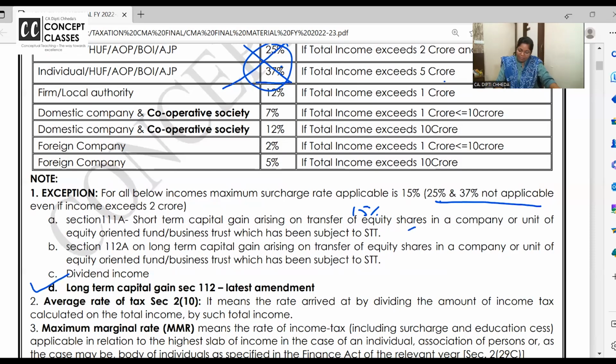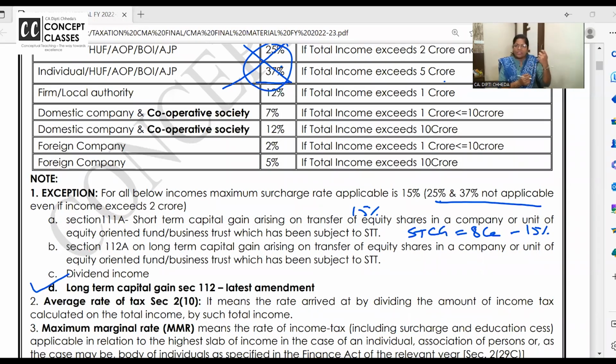So, ma'am, if I have a short-term capital gain of 8 crores, which I got in share trading, what will be the highest rate of surcharge I will pay? 15%. Is this clear to all of you? Very important. See, you all are smart.